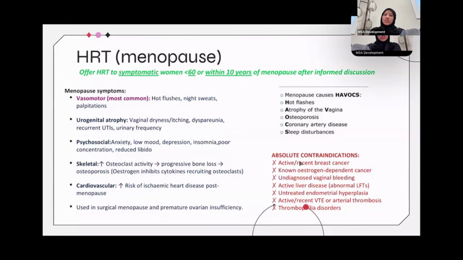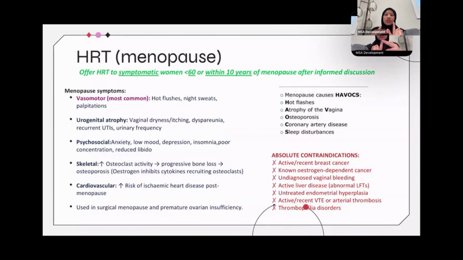Absolute contraindications, so that is all of menopause. You want to give replacement therapy, so you want to give estrogen and progesterone. Ideally you want to give the normal, right? So you want to give a combination of estrogen and progesterone, and that is more protective.